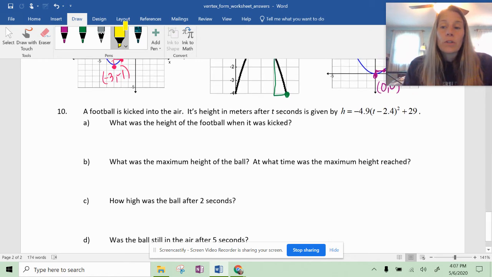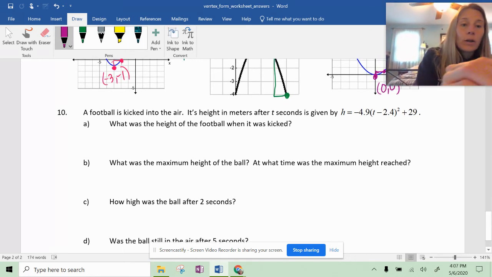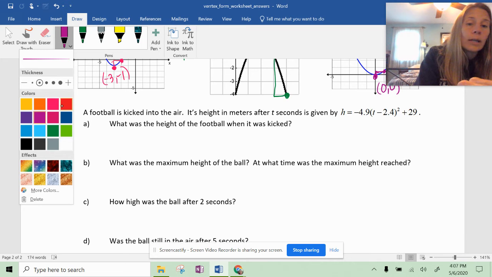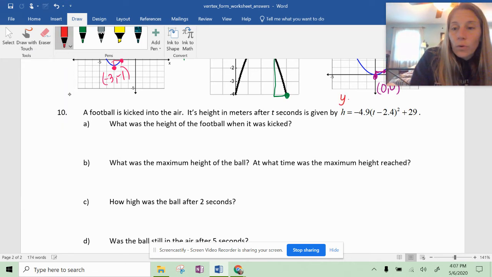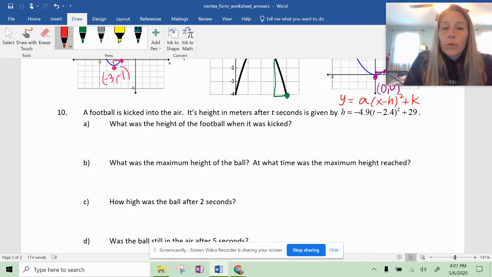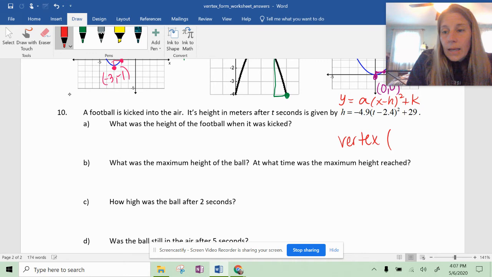So before we answer these questions, let's look at this form here and look how similar it looks to vertex form. Y equals a times (x minus h) squared plus k. So this would mean that the vertex is h and k, right? H and k. So what is my vertex here? So it's going to be 2.4 for the h, and the k is 29.